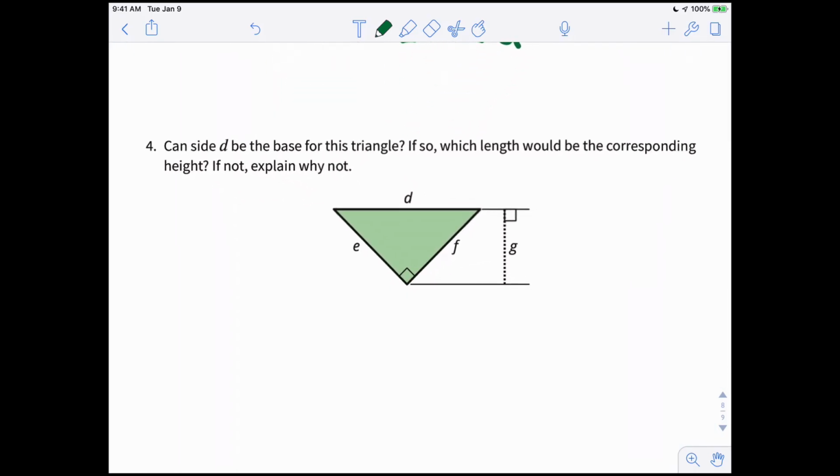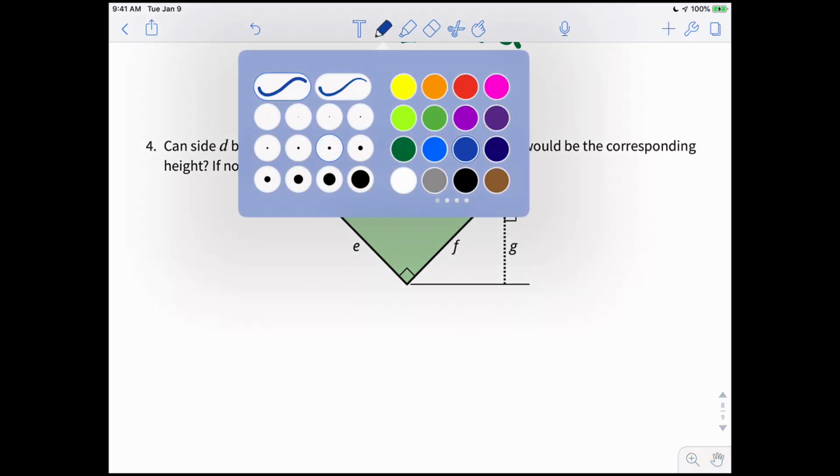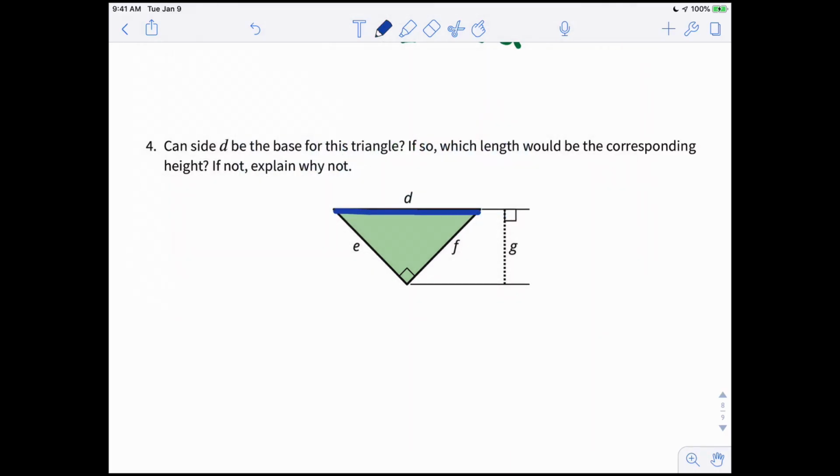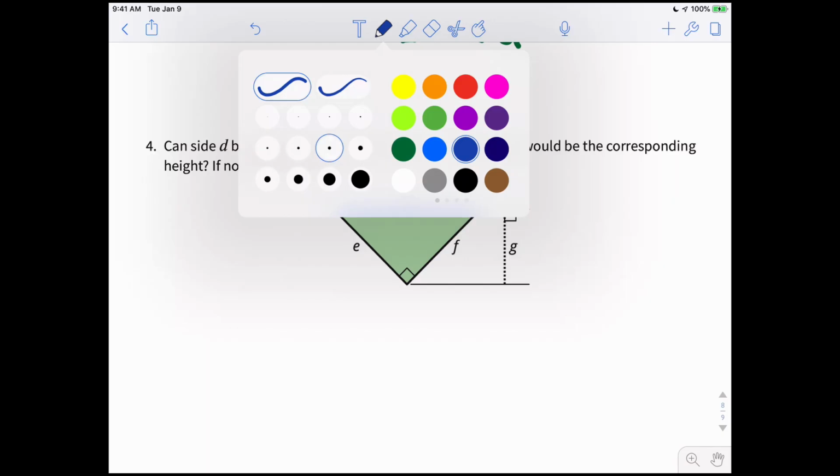So side D, can side D be the base of this triangle? So where is side D? Well, here's side D right here. Can that be a base? Of course. Any of the sides of a triangle can be the base of a triangle. Now, if D is your base, what's your height going to be?